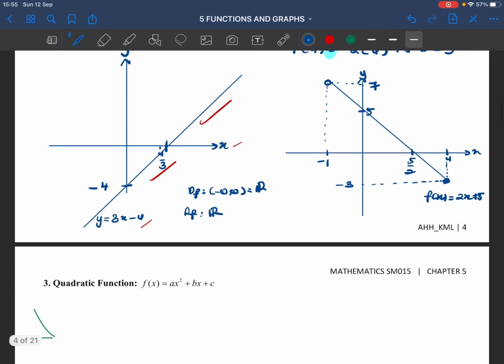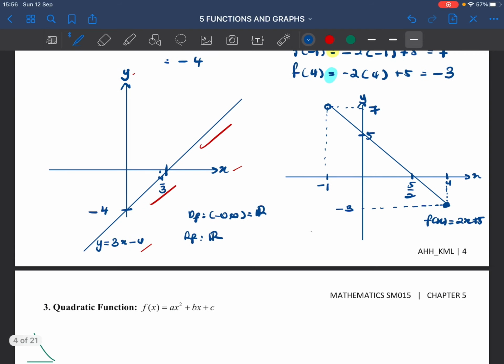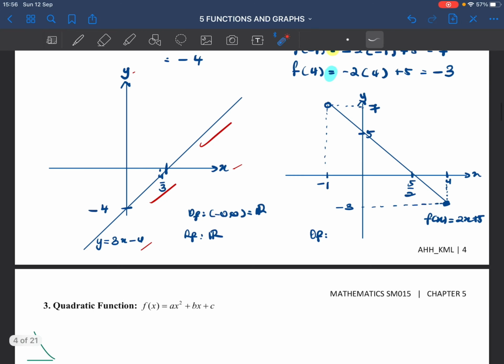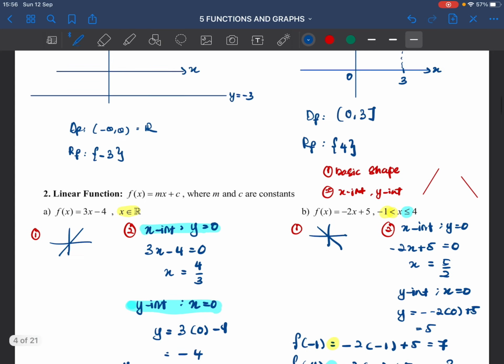And then let's state our domain. So be careful, kat sini domain dia akan jadi berbeza sikit. Domain dah diberi kan kat sini, negative 1 to 4, which is negative 1 open, 4 close. Okay, so range pula. Range kita tengok daripada bawah ke atas. So tak ada function. The function starts here. Okay, which is close. Start at negative 3. So that should be negative 3 close. Sampai mana ni? Here, 7. Which is 7 is open. Okay, so that is how we do our linear function and constant function.